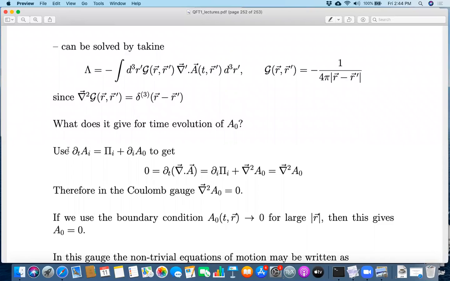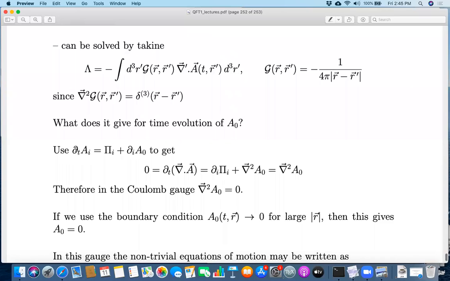Now take a divergence on both sides. The left hand side gives you the time derivative of the divergence of A, because of course the space and time derivatives commute. So the left hand side is 0, because of this time derivative of divergence of A. On the right hand side, you have the divergence of pi, del_i pi_i, which is 0 by the constraint equation, and then the 3-dimensional Laplacian acting on A0. So we get that the 3-dimensional Laplacian acting on A0 is 0. In the Coulomb gauge, that means the equation for A0 is just Laplacian on A0 equal to 0.